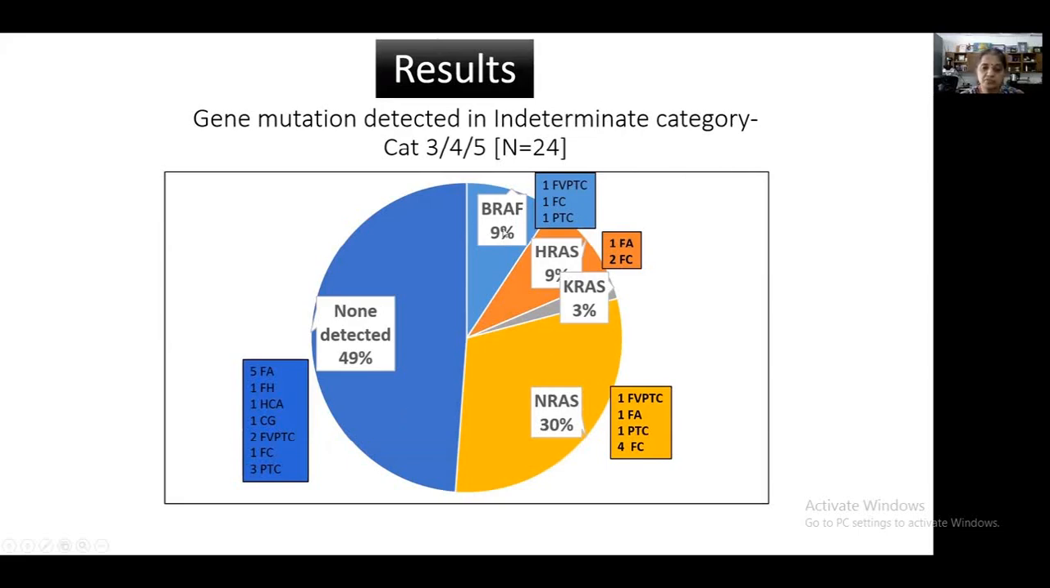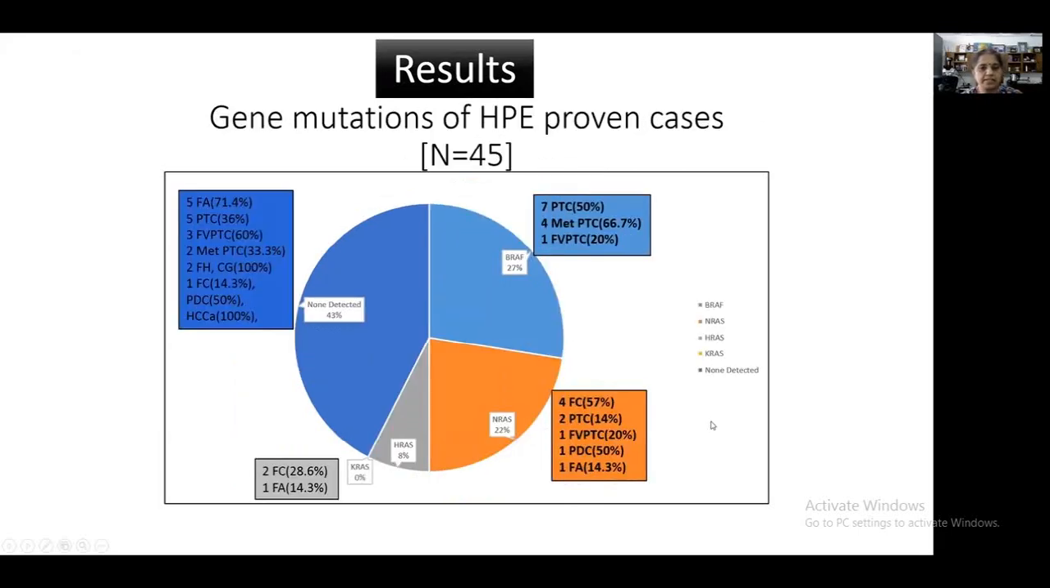And where the mutations were detected, we had a range. For example, BRAF was positive in FVPTC and in 1 PTC, HRAS in follicular adenoma and carcinomas, and NRAS, of course, in FVPTC, follicular adenoma, follicular carcinoma, and we also had it in a case of PTC.